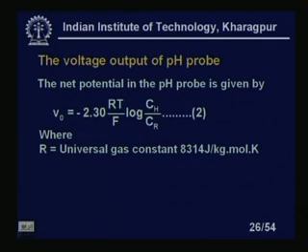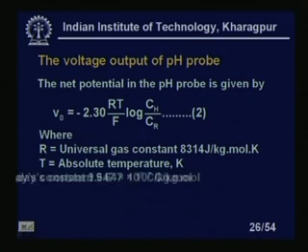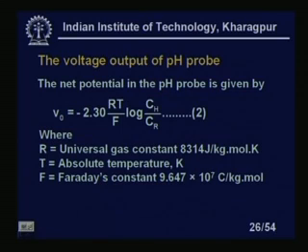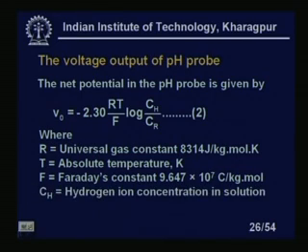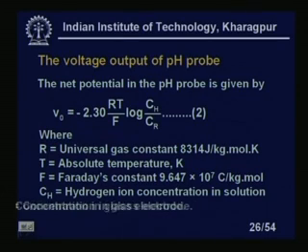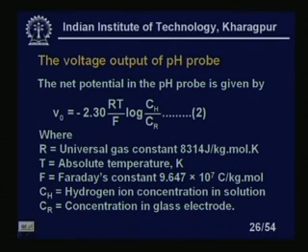the universal gas constant, which is 8314 joule per kg per mole per Kelvin. T is the absolute temperature in Kelvin. F is the Faraday's constant, it is 9.647 into 10⁻⁷ coulomb per kg mole, and CH is the hydrogen ion concentration in solution, and CR is the concentration in glass electrode. So, these 2 units will be cancelled out, and that is the reason it is not mentioned, right.